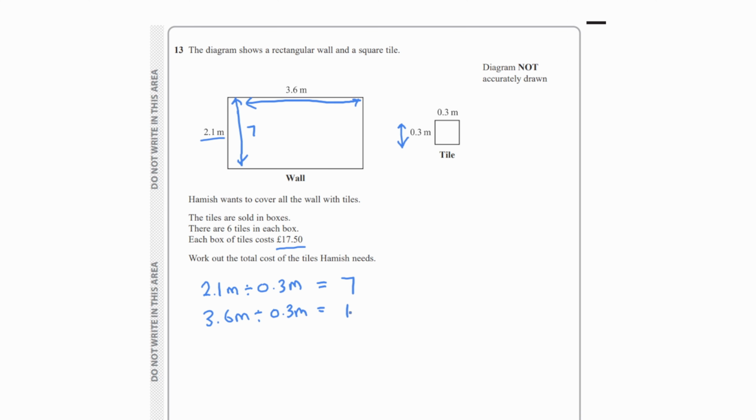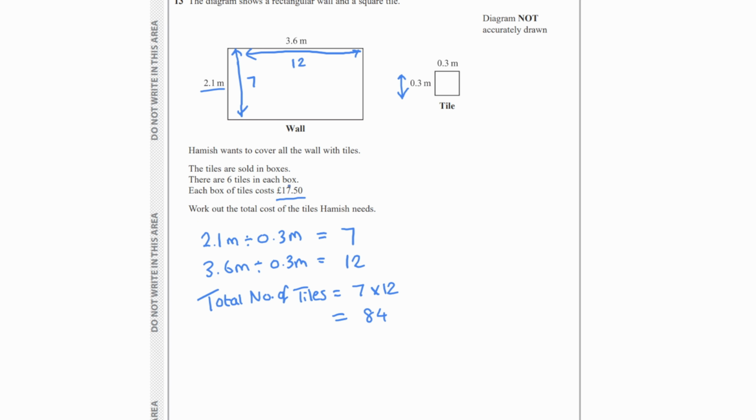And that comes out at 12. So he'd need 12 tiles. That allows us to work out how many tiles he needs in total. So we can say the total number of tiles is equal to 7 multiplied by 12, which is equal to 84. Okay, down slightly.